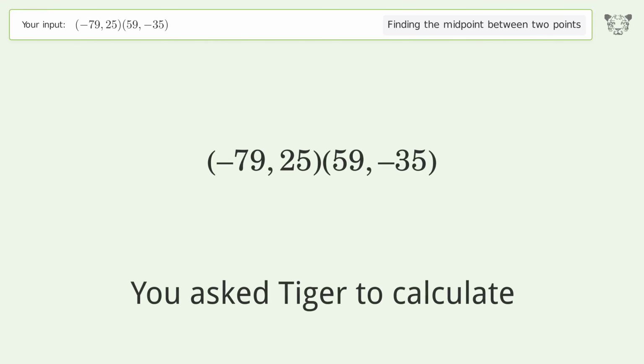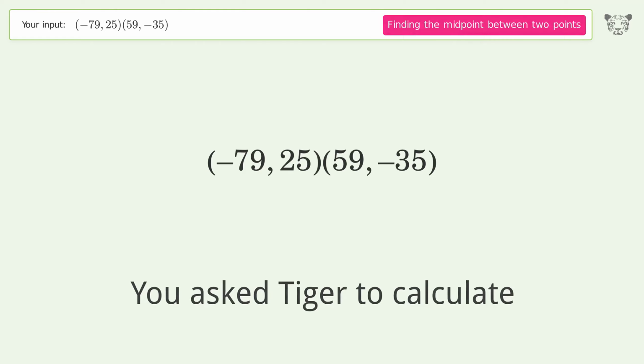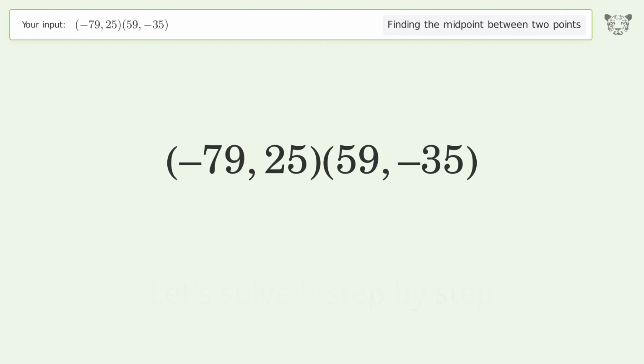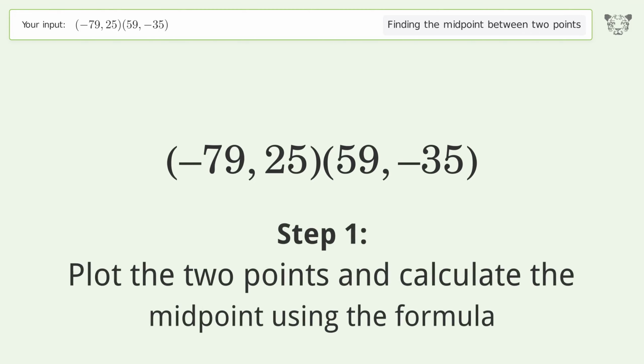You ask Tiger to calculate. This deals with finding the midpoint between 2 points. The midpoint between the 2 points is -10, -5. Let's solve it step by step. Plot the 2 points and calculate the midpoint using the formula.